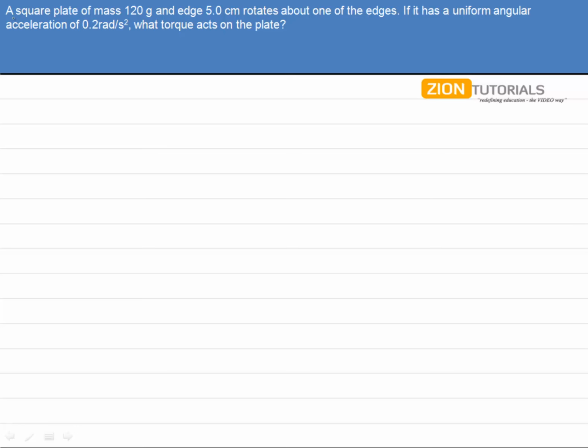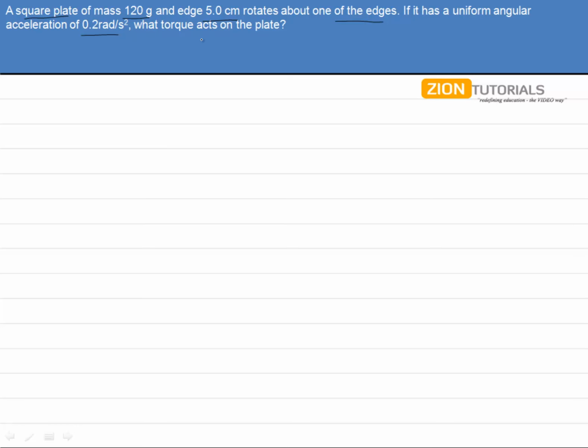As the question says, a square plate of mass 120 grams and edge 5 centimeters rotates about one of the edges. If it has a uniform angular acceleration of 0.2 radian per second square, what torque acts on the plate?